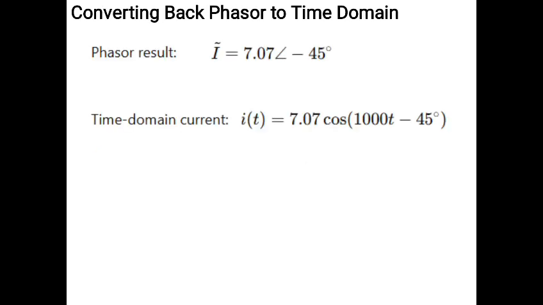We can convert this phasor result back to the time domain. It is obtained as i(t) = 7.07 cos(1000t − 45°).